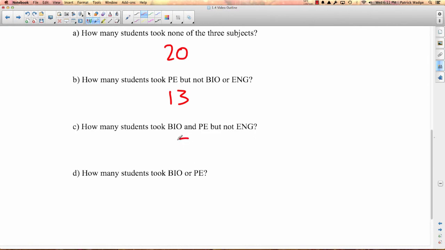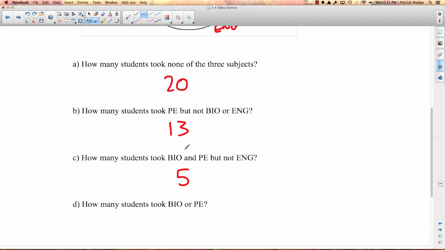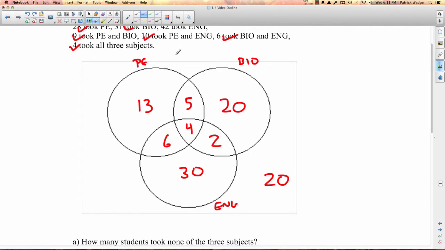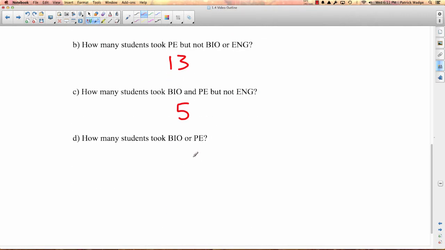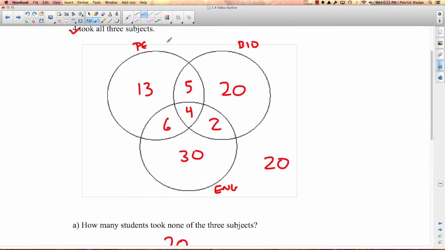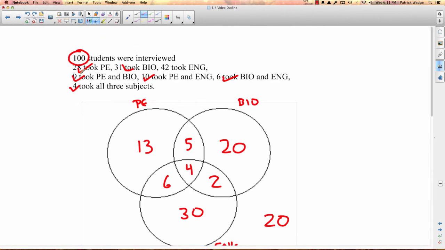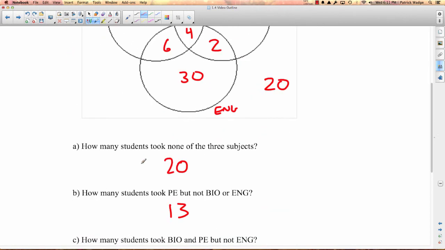And finally, how many students took bio or PE? Doesn't matter whether they took English or not, we just want to know the people who took bio or PE. I'm sorry, how many people took bio or PE? So we're interested in this whole amount here, and also this whole amount there. So you're just going to add all those numbers up. Or it might be easier to add the people who didn't take bio or PE. Like these people didn't take bio or PE, and these people didn't take bio or PE. That's 50 people. 50 out of 100 means there's another 50 who did.